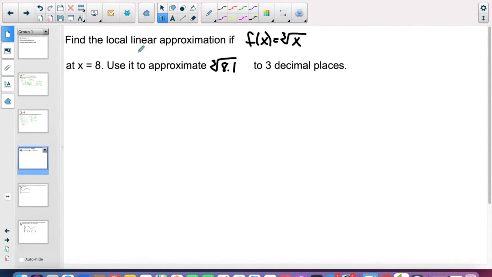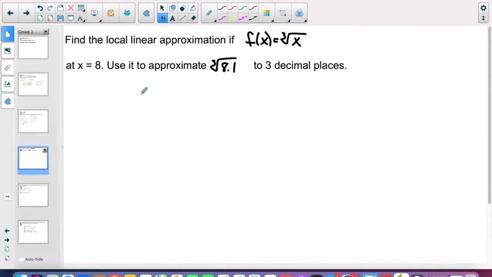If you think about what they're asking you to do here, they want you to find the local linear approximation. So they're asking you to find the equation of the tangent line here. The equation that they gave you was f of x equals the cube root of x. And they want you to use that approximation to find the approximation for the cube root of 8.1.